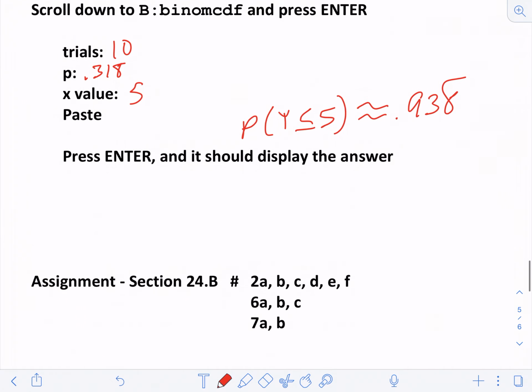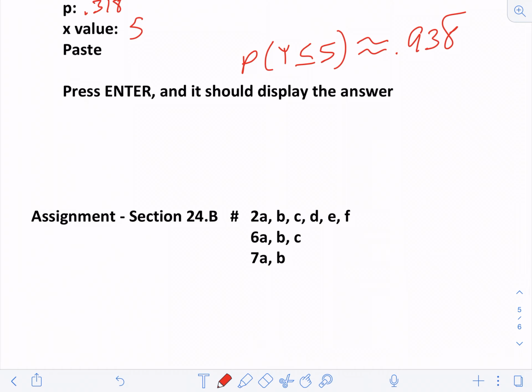So that's it for this section. I've got some problems down here for you. This is section 24B, numbers 2, 6, and 7. So check those out. Again, please make sure that you post them into the assignment section.